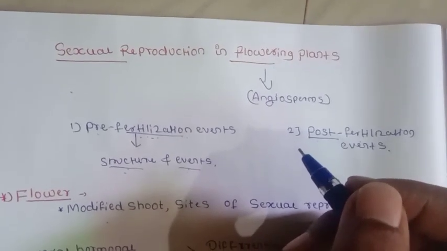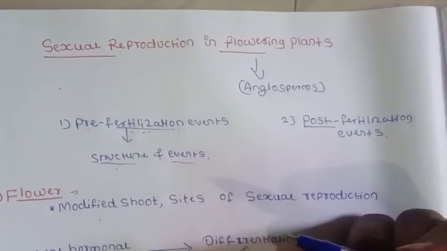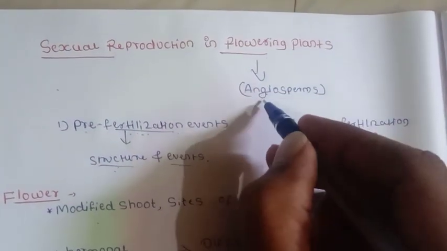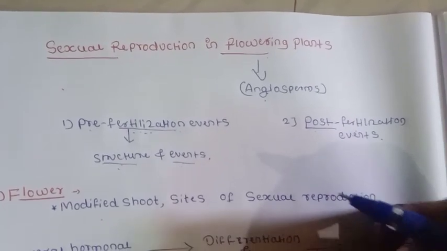Today we are discussing the second PUC chapter, that is sexual reproduction in flowering plants. Okay, the flowering plants are also known as angiosperms. Flowering plants na angiosperm anta kuda ನಾವು ಕರಿತೀವಿ.